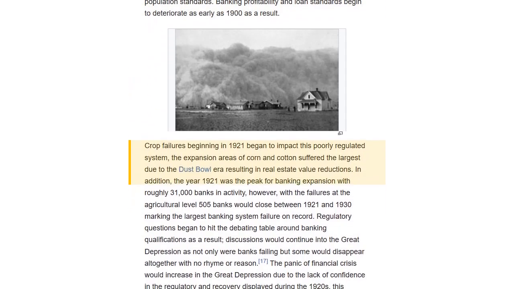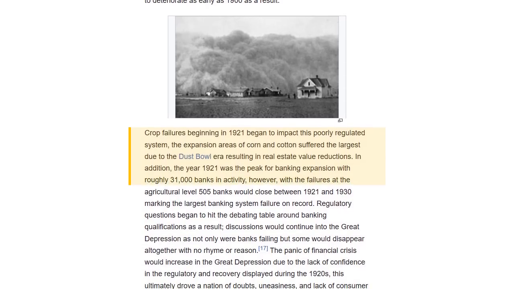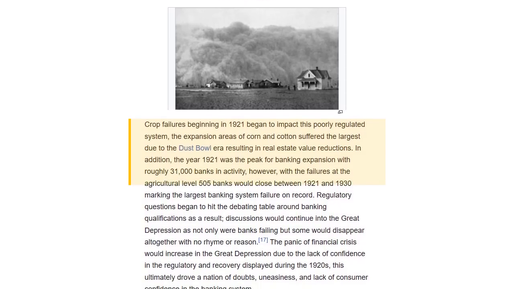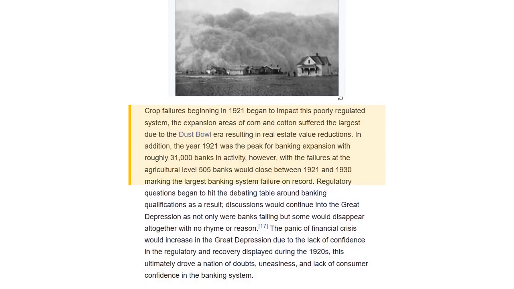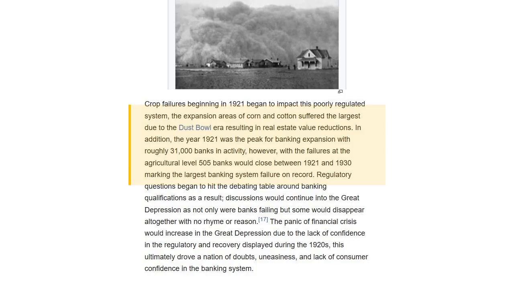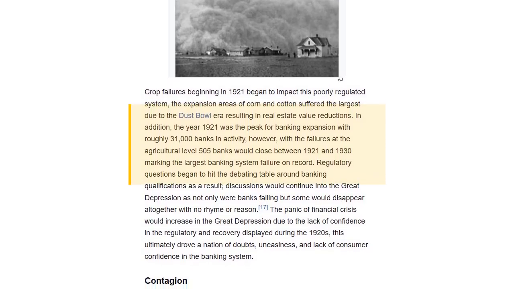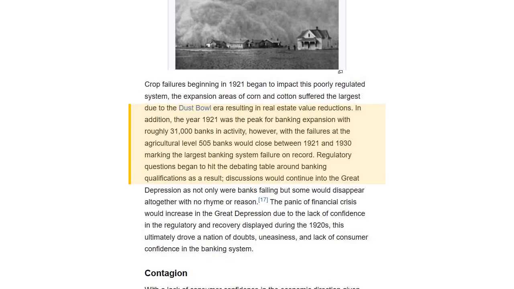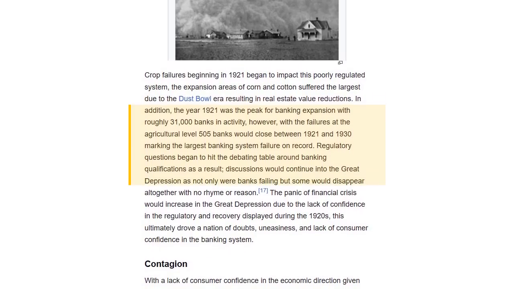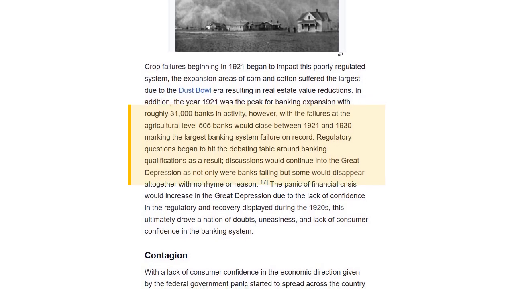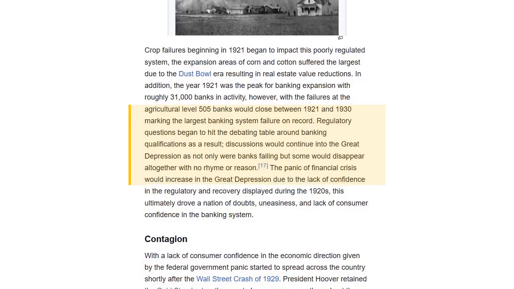Crop failures beginning in 1921 began to impact this poorly regulated system. The expansion areas of corn and cotton suffered the largest due to the Dust Bowl era, resulting in real estate value reductions. In addition, the year 1921 was the peak for banking expansion, with roughly 31,000 banks in activity. However, with the failures at the agricultural level, 505 banks would close between 1921 and 1930, marking the largest banking system failure on record. Regulatory questions began to hit the debating table around banking qualifications as a result.